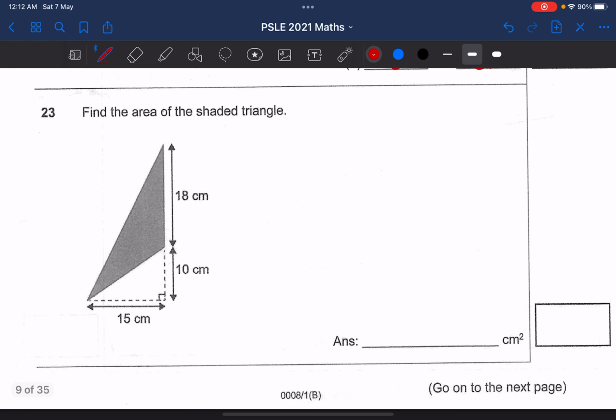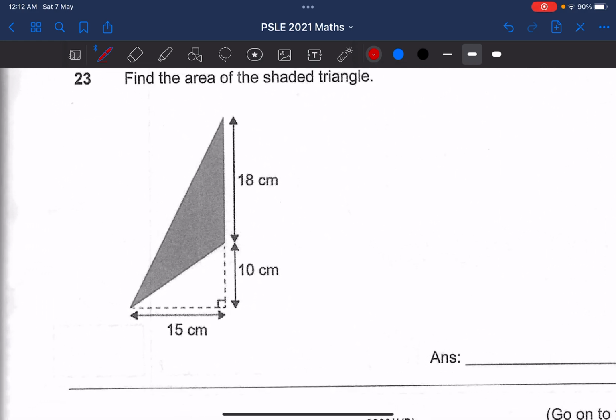Okay, question number 23. Find the area of the shaded triangle. Alright, now turning the paper will help you see that this is actually the base. Now this part here is not the base because it is not part of the figure. Like what some of you say, that green one is just an imaginary line. It is not the real base. The real base is only 18.